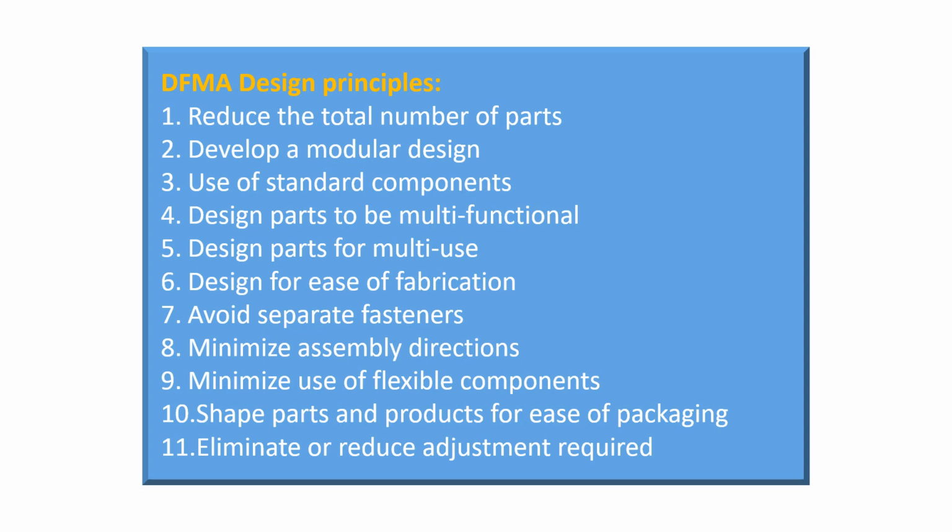8. Minimize assembly directions. Oblique and conical shapes should be used in related parts. Design the assembly using the base parts to which other components are added. The assembly should be designed so that the components are added from one direction, usually vertically.